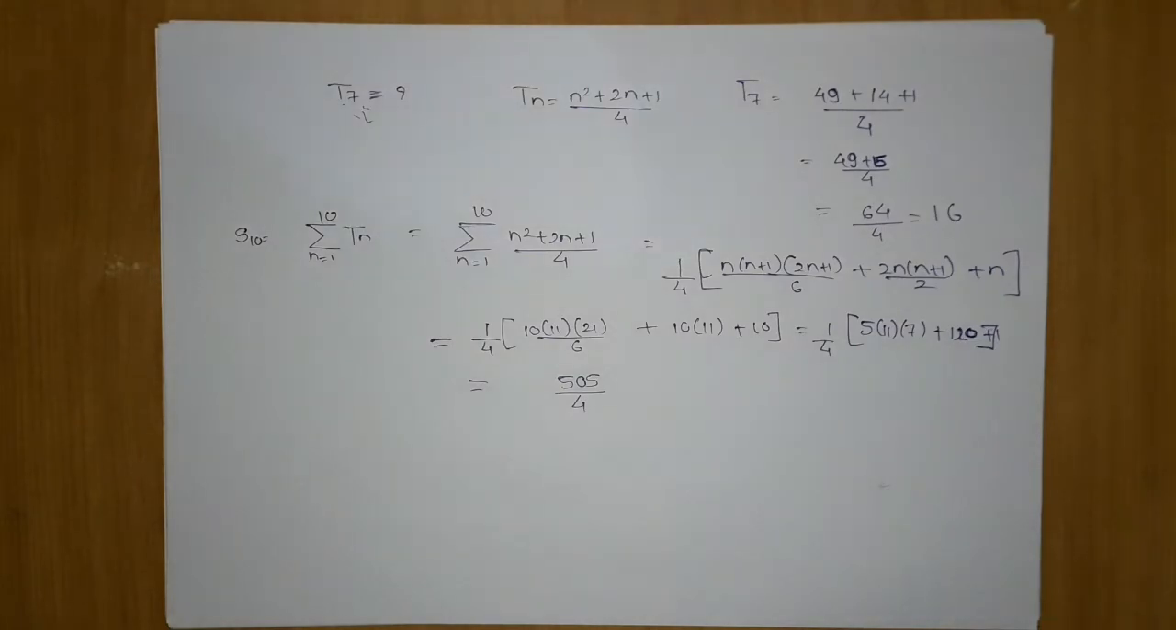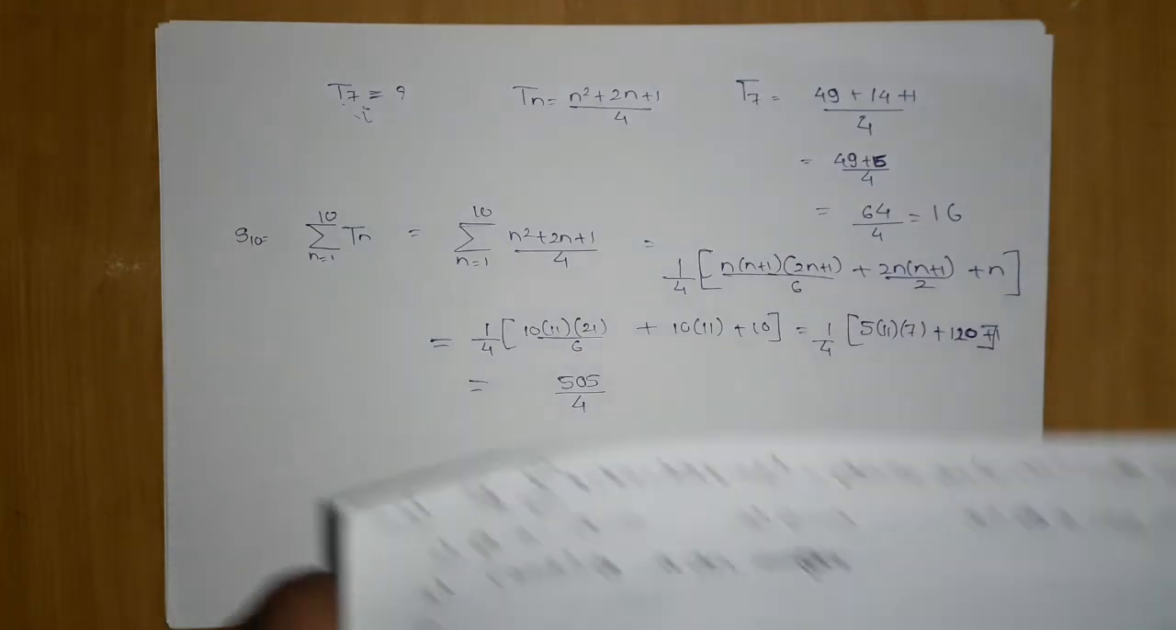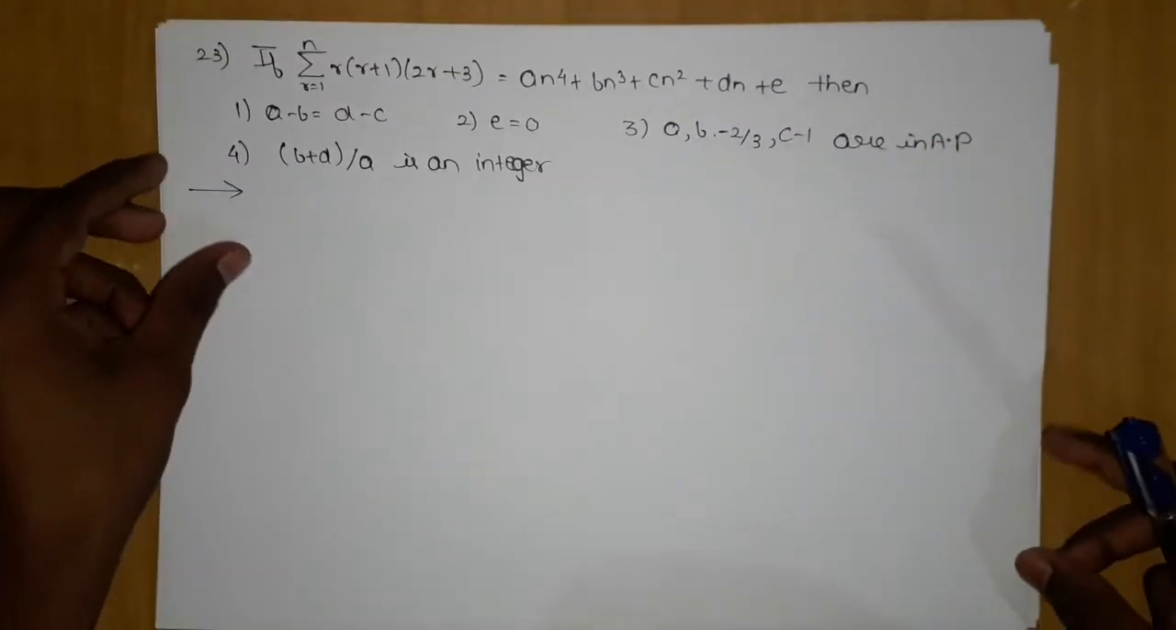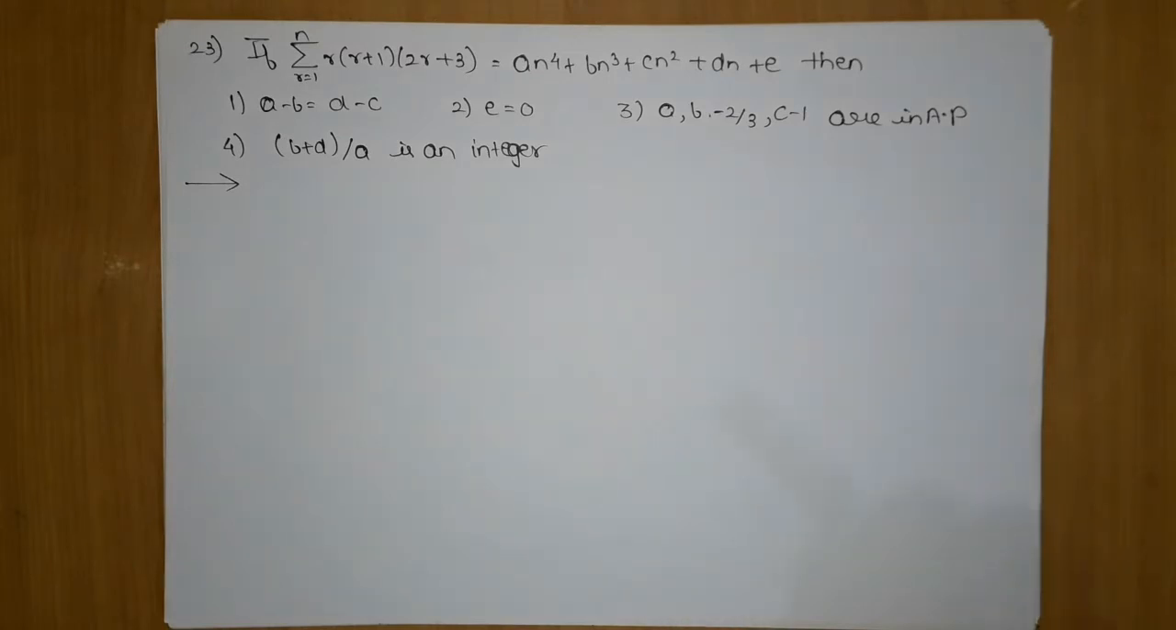The next question is this. Let me get the page. Where is the 23rd? Okay, I got the 23rd question. This is question number 23. It says if the summation r equals 1 to n of r into r plus 1 into 2r plus 3 is equal to a n power 4 plus b n cube plus c n square plus d n plus e, then first, a minus b is equal to d minus c; second, e is equal to 0; third, a, b minus 2 by 3, c minus 1, right?